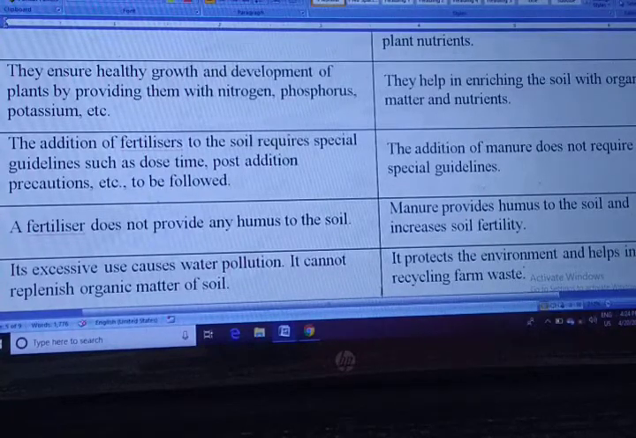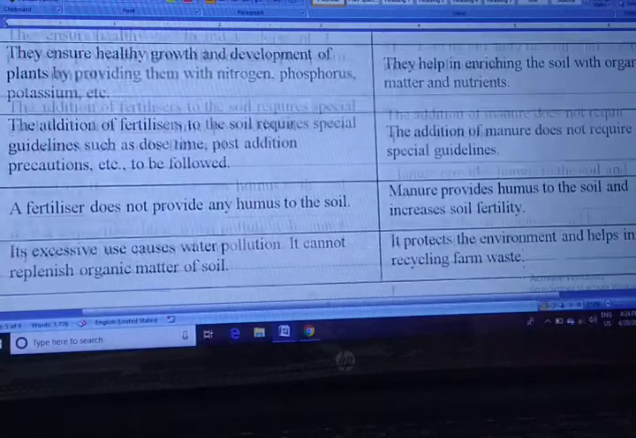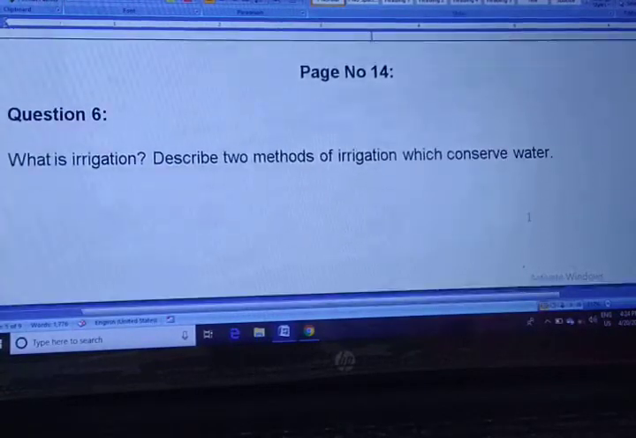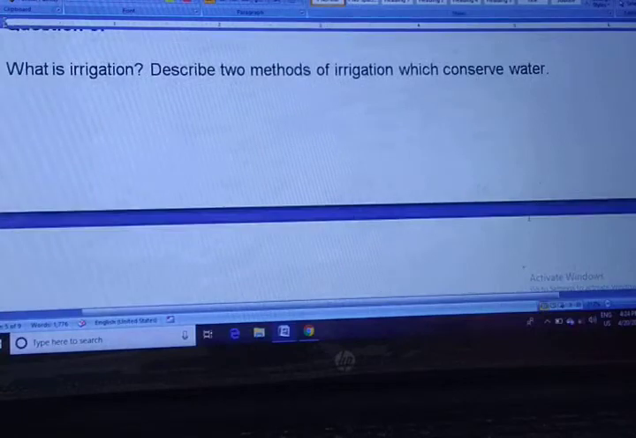If you are putting excessive fertilizers, it will cause water pollution; it can be replenished with organic matter of the soil. But if you are putting excess manure, it protects the environment and helps in recycling from the waste. What is irrigation? Describe two methods of irrigation.